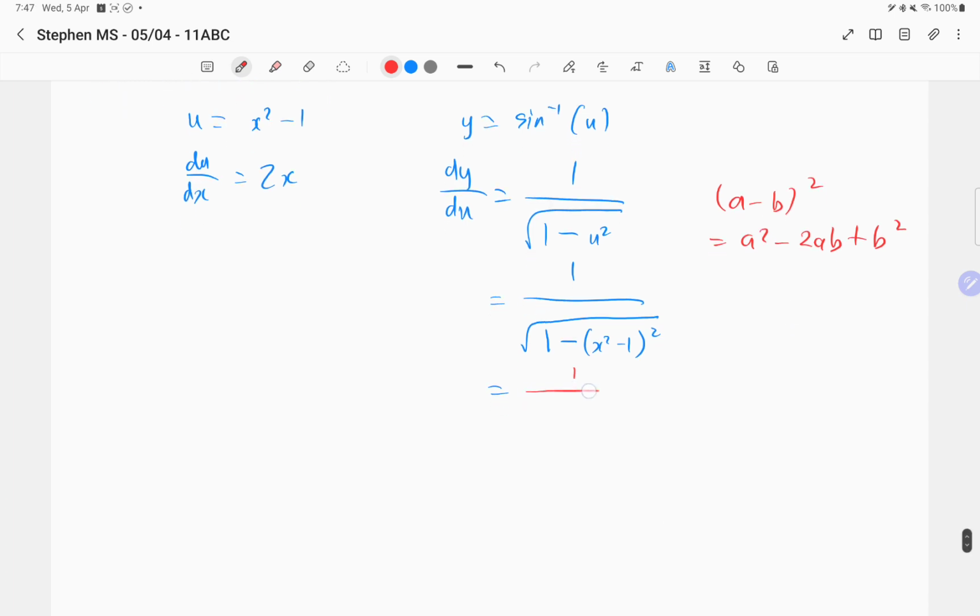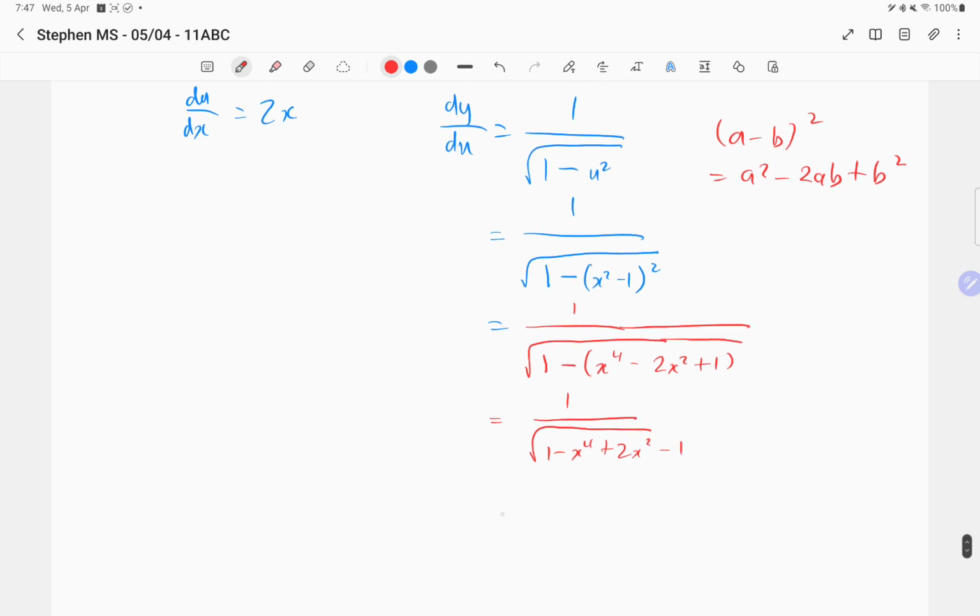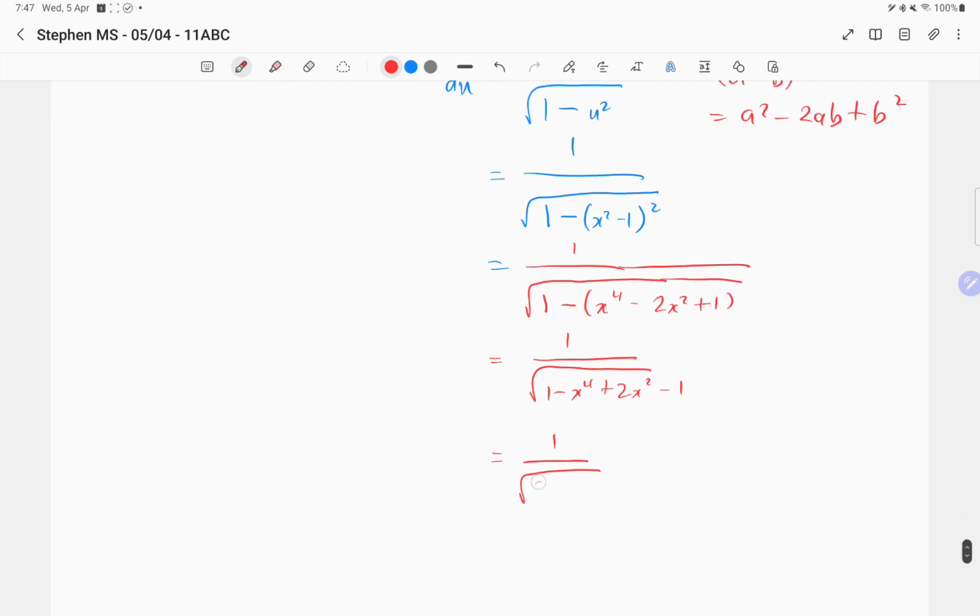So then that would be 1 over... pay attention closely. 1 minus, and because it's a minus, I always write the rest in brackets. It's too risky to do 2 steps at once. Just do the expansion first. That would be x power 4 minus 2x squared plus 1. Any question? Okay, then you would expand the brackets. That would be 1 over square root of 1 minus this whole thing, so 1 minus x power 4 plus 2x squared minus 1. See, 1 minus 1 cancel out. So that'll be 1 over square root of 2x squared minus x power 4.